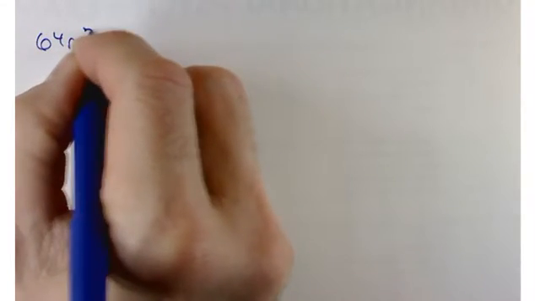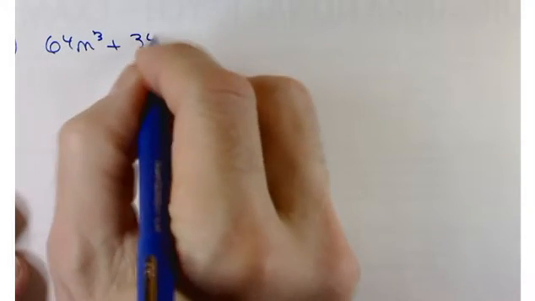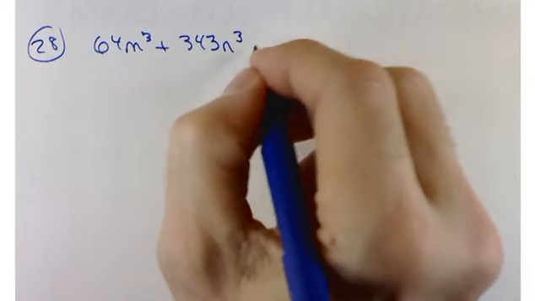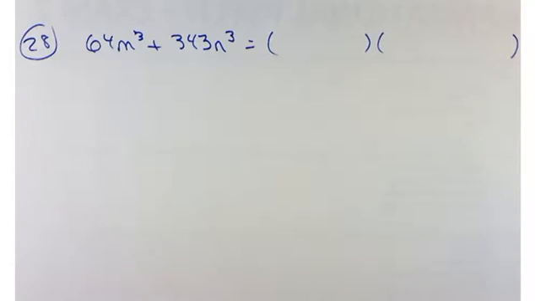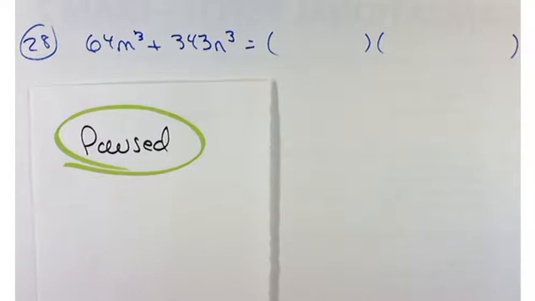64m cubed plus 343n cubed, okay. Your turn for one. You might find the list on the left-hand side board pretty handy when you're looking at these. It's not going to go anywhere. I'm not saying you have to memorize it, but it is a good idea to have some familiarity with these numbers. So when you see 343, you're like, oh, yeah, that's 7 cubed. Stuff like that. Helps you out.